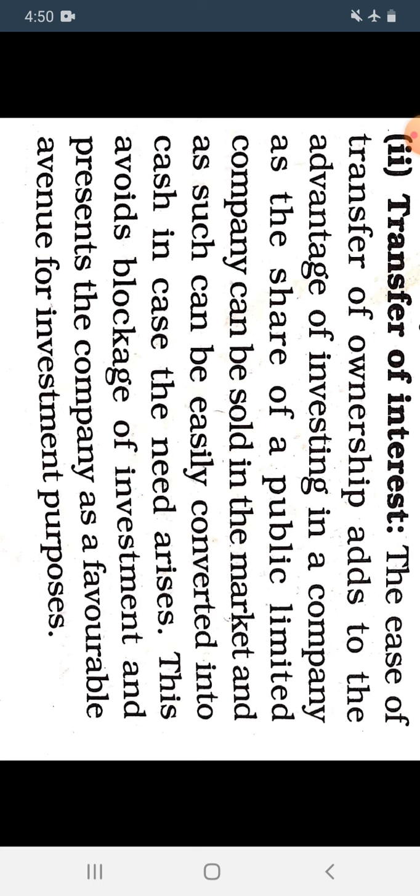There are two kinds of company, that is public limited and private company. A public company is regulated, controlled and owned by the government, and private companies are regulated, controlled and owned by a single individual as well as a group of individuals. So the public limited company shares can be easily sold in the market, and they are very liquid. Liquid means the thing which is easily converted into cash.